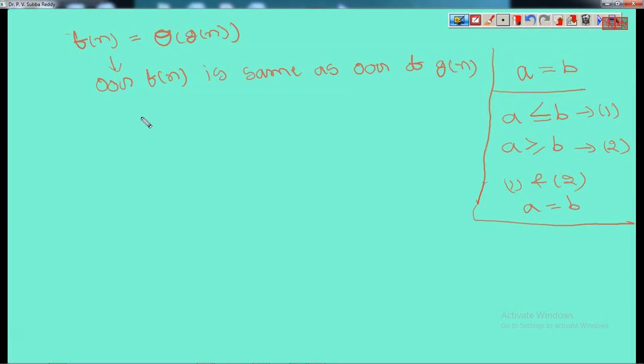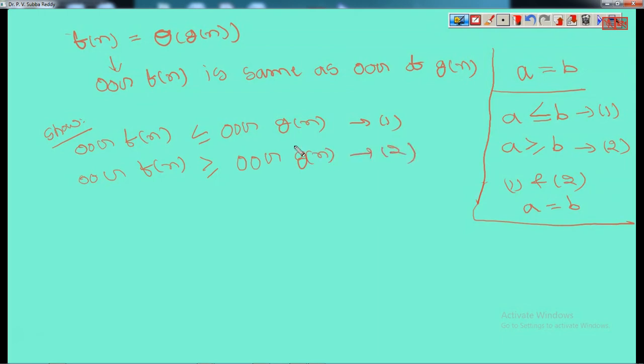Now here also the same thing. f of n is theta of g of n means what? f of n is A, for example, g of n is B. If I want to show this, somehow first you show this. First, show that the order of growth of f of n is less than or equal to the order of growth of g of n. That is one part. Next, show the order of growth of f of n is greater than or equal to the order of growth of g of n.